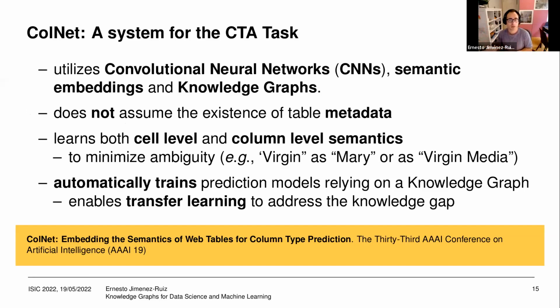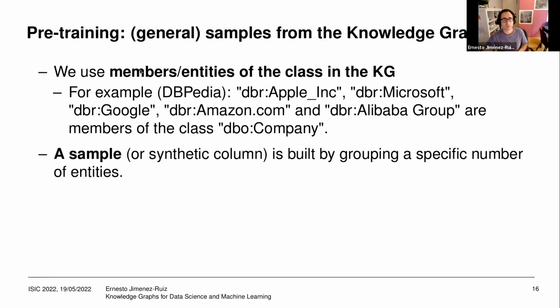Or the column name is not indicative, or misleading, or empty. So in this case, we were assuming there is no metadata associated. What I was saying is that since we rely on a convolutional neural network, we needed some training data, but we were building this training data from the knowledge graph.